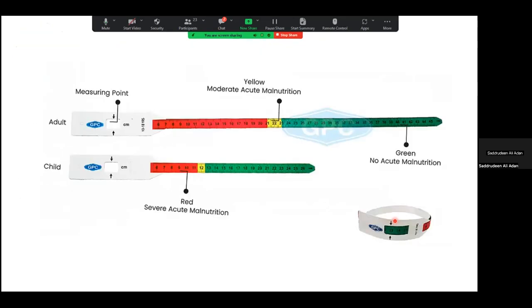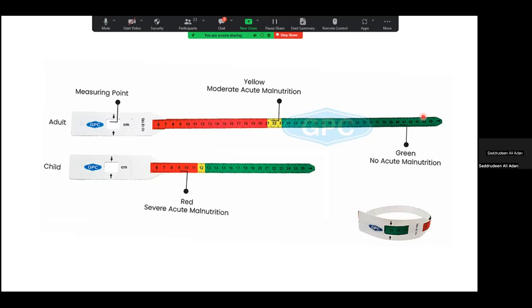I'll show you how it's folded. It's folded such that this end goes around the baby's arm and comes out here. Have you understood? So once you've marked the mid upper arm, you put this end under here, then it comes out through the cover. You fix it not too tight. Then you read that reading.